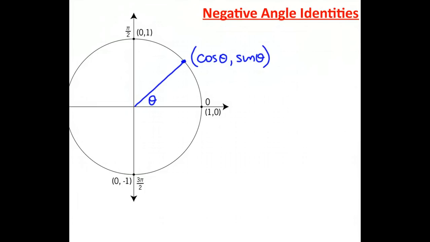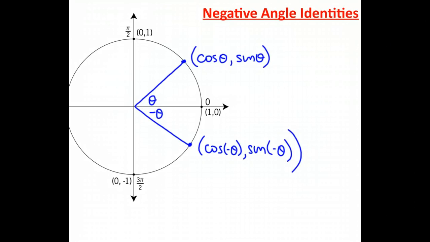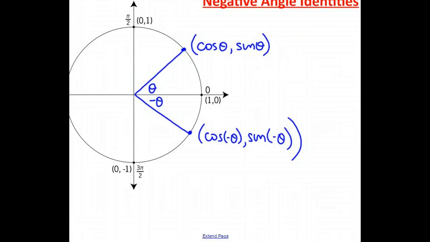Now, if we take an angle of the same size, but we change the direction of the rotation and we rotate in a clockwise direction, we can create an angle known as negative theta. Same size, just a change in the direction of the rotation. We know that this angle, negative theta, will intersect the unit circle at the point the cosine of negative theta, comma, sine of negative theta. Now remember, these angles are the same size. The only difference is the direction of their rotation. Now, the question is, what's the relationship between the cosine of theta and the cosine of negative theta?